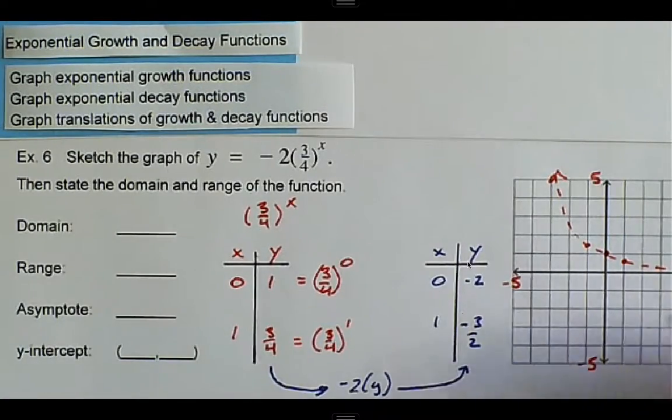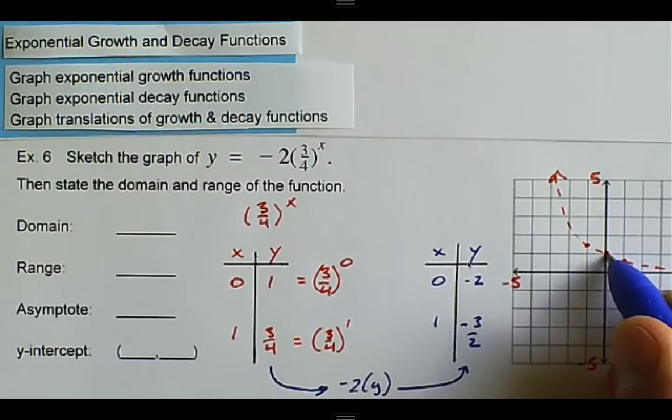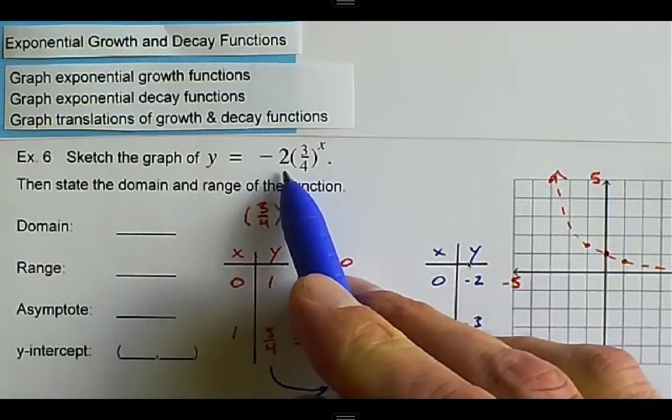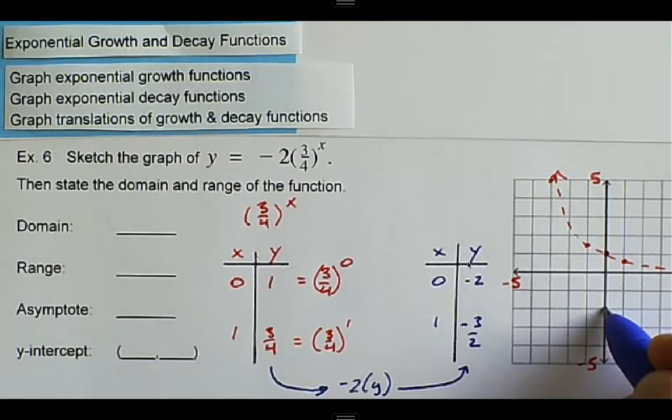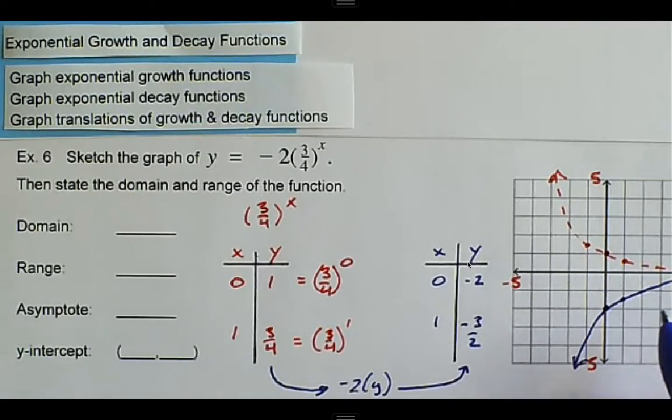So we have 2 new points here to graph, and basically for the original one, we're at 0, we went up 1, but now we're stretching it by 2, so we're going to go down 2. So that's our new point there, 0, -2. And then we were up 3/4, and now we're going to go down 3/2. So then we can plot our points, and our function is going to look a little bit like this, where our asymptote is still the x-axis.